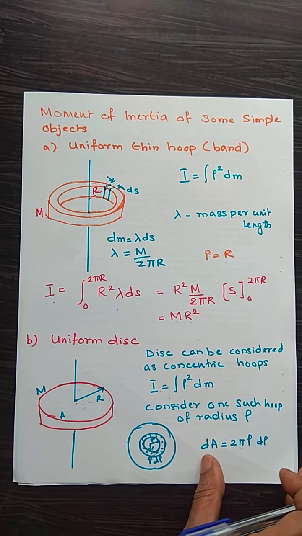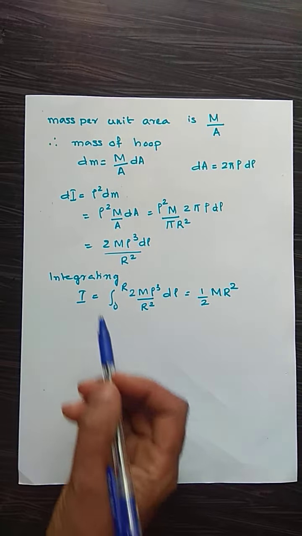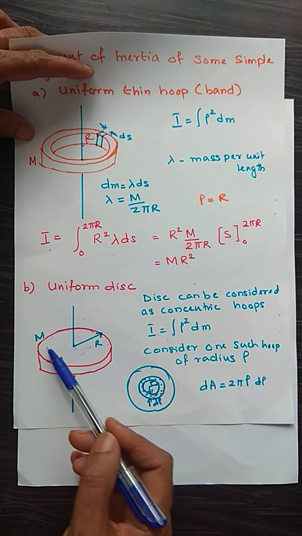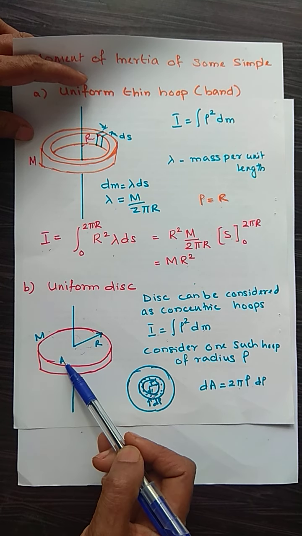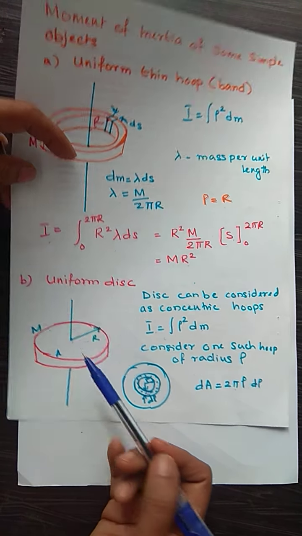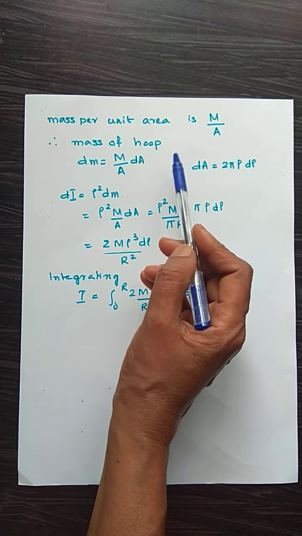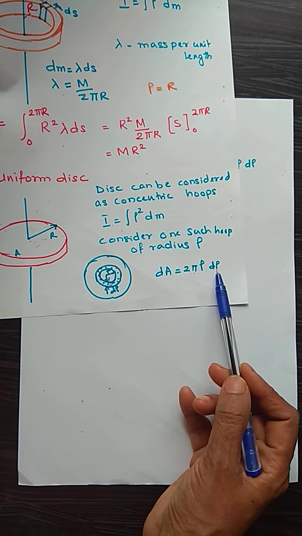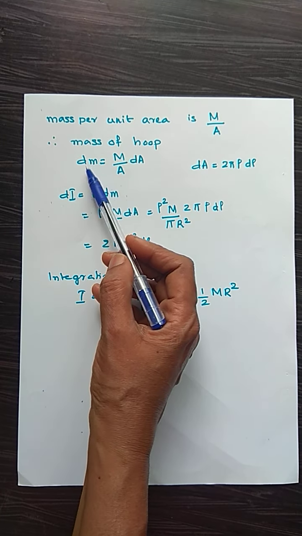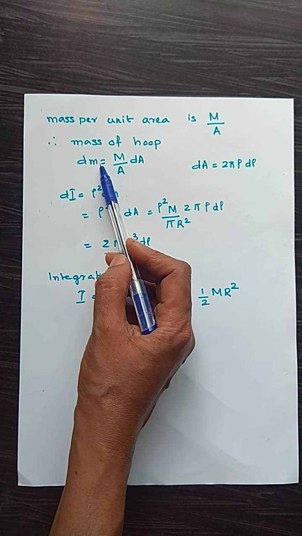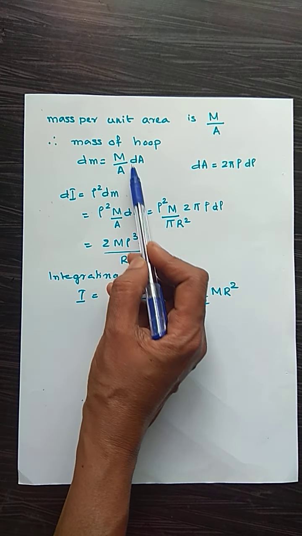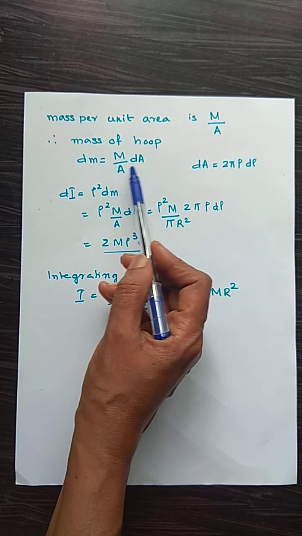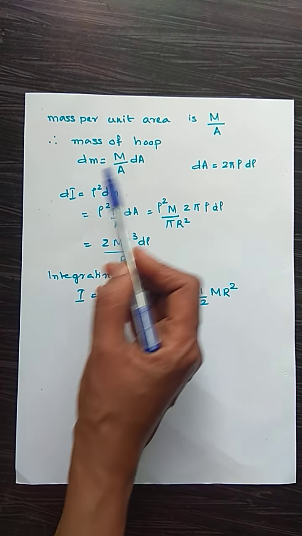M is the total mass of the disk. We can find the mass per unit area. The total mass is m, the total area of the disk is A, so m by A is the mass per unit area of this disk. The area of the hoop we have considered is 2 pi rho d rho. So the mass of the small hoop dm can be written as mass per unit area into the small area. Substitute for the area 2 pi rho d rho in this case.